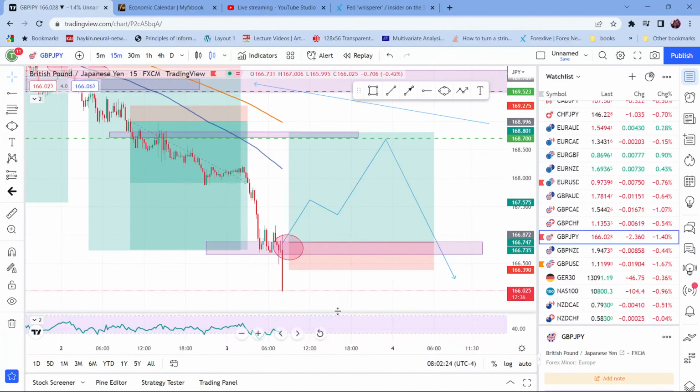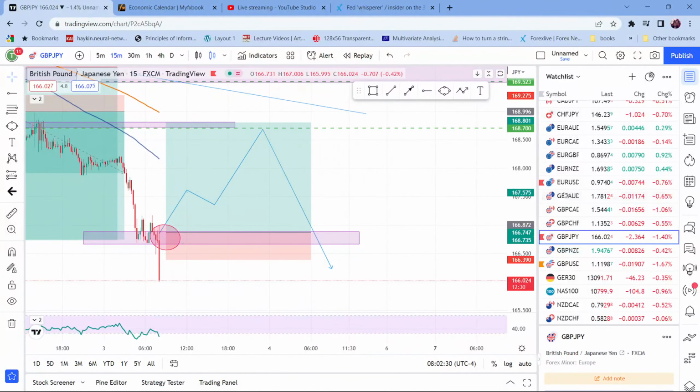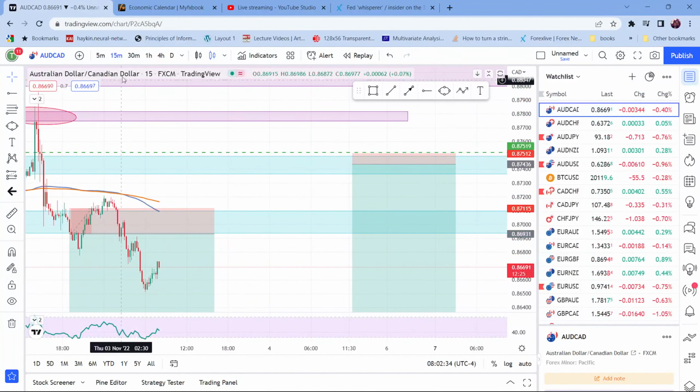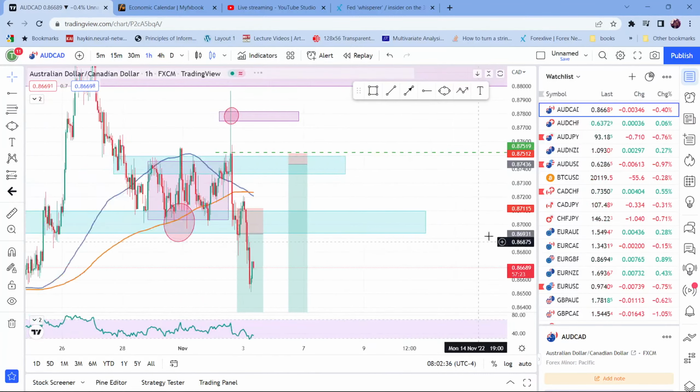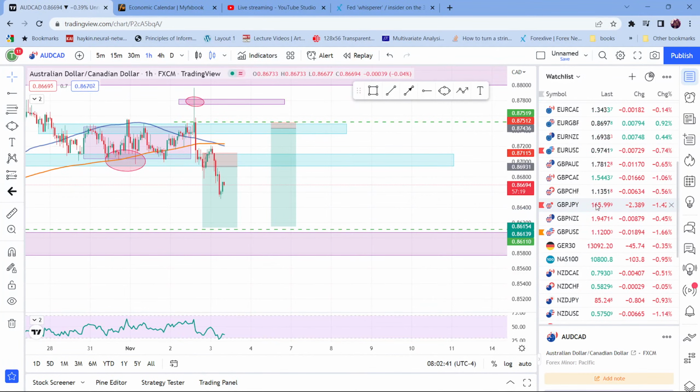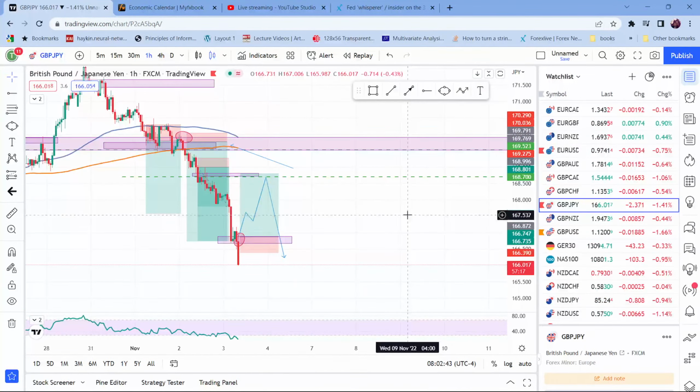So that's it, guys, for this stream. Hopefully you found this informative and got some information out of it. The only trade I am going to take, other than the trade I'm currently in right now, which is this AUD CAD, where price pulled back a little bit, is that GBP JPY trade. So that's basically it for me, guys.